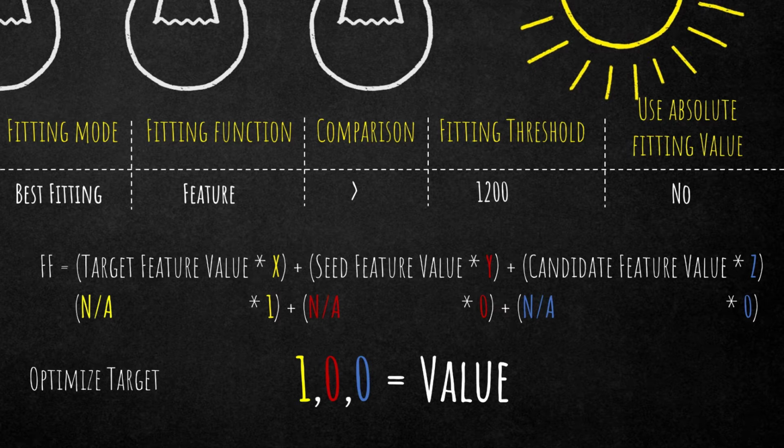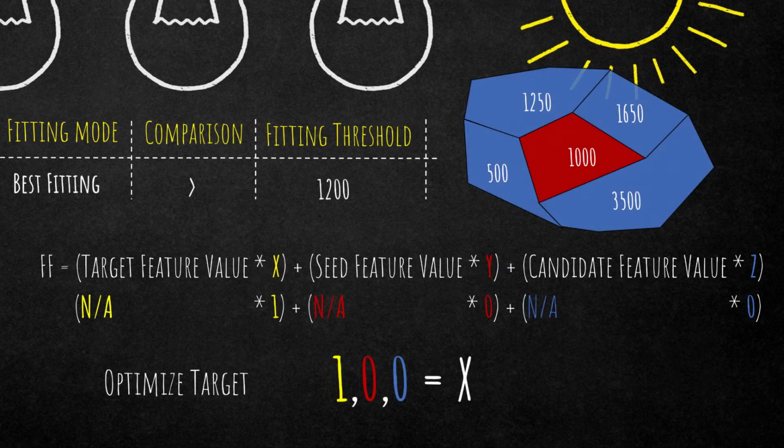So on top in the table you see the different settings: fitting mode, fitting function, comparison, fitting threshold, use absolute fitting value. We're going to focus on the fitting mode. The fitting function doesn't matter, it's a feature, the comparison, and the fitting threshold. And again, we first going to start with this 100 combination to optimize target. Let's have a look at an example.